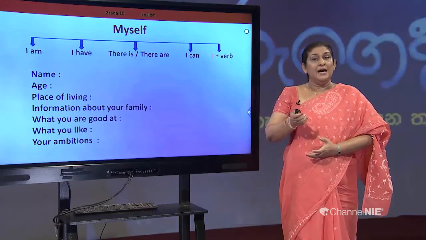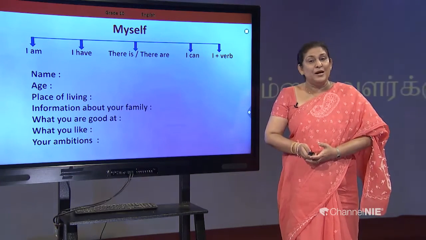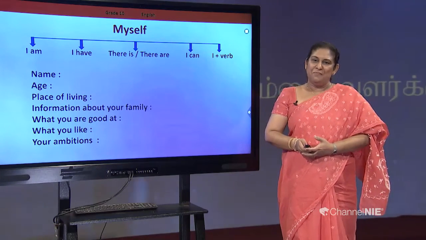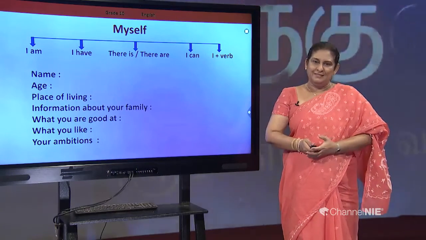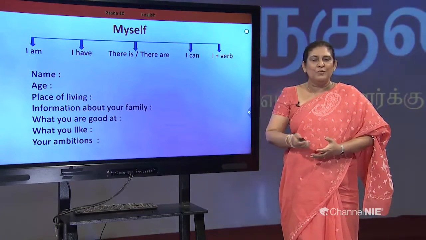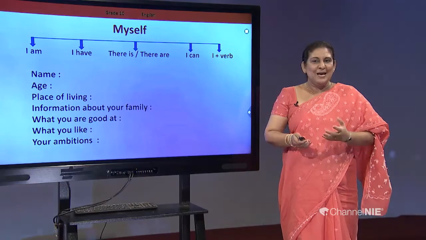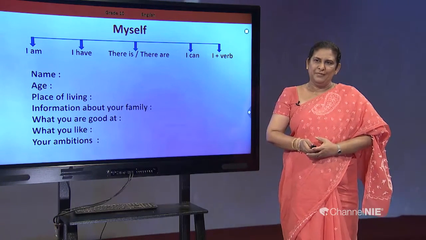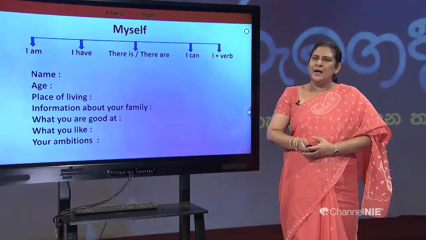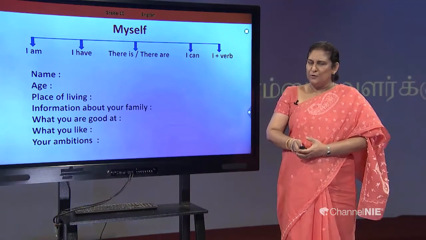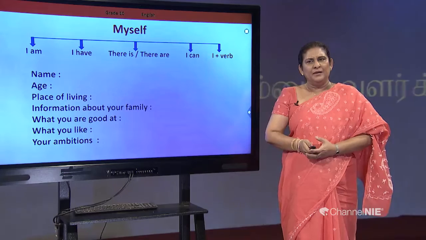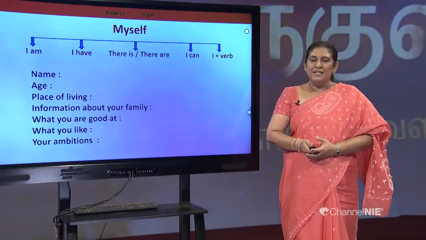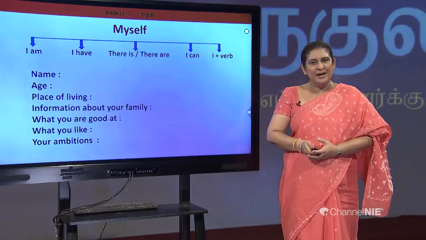And then we will take I have. Then you can talk about your family members. I have 3 sisters. I have 2 brothers and 1 sister. So, like that you can give additional information about yourself. Then there is, there are, that also you can use to describe your family. There are 5 members in my family, right?